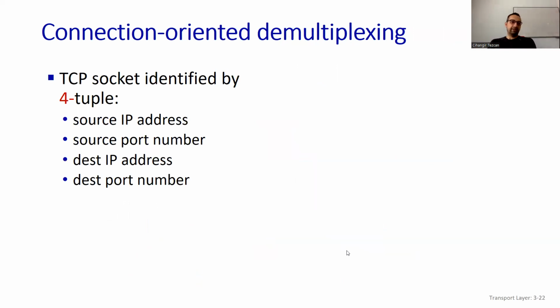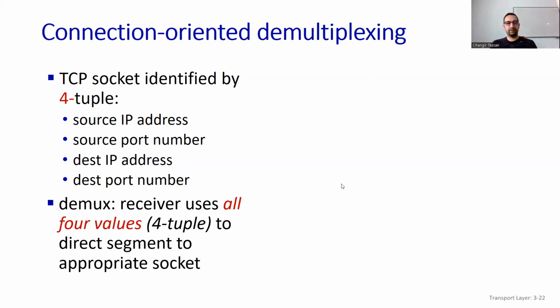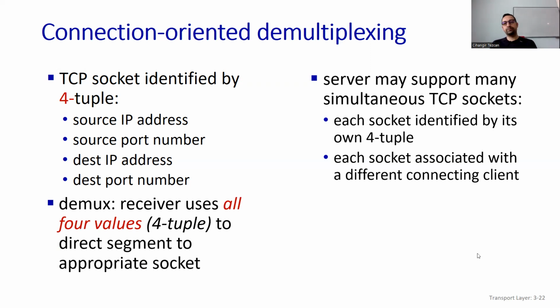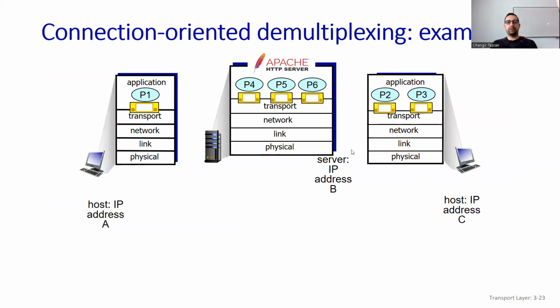In the TCP, these things are a little bit different. This is connection-oriented demultiplexing. TCP socket is identified by 4-tuple. In the UDP, you have 2 tuples, destination and source ports. Here, you have source IP, source port number, destination IP, destination port number. That is the main difference. At the demultiplexing part, receiver uses all 4 values to direct segment to appropriate sockets. Server may support many simultaneous TCP sockets, each socket identified by its own 4-tuple, each socket associated with a different connecting client.